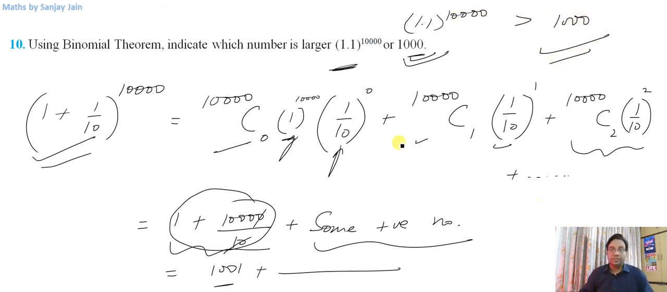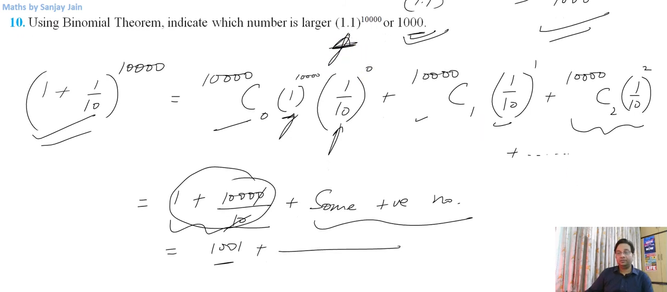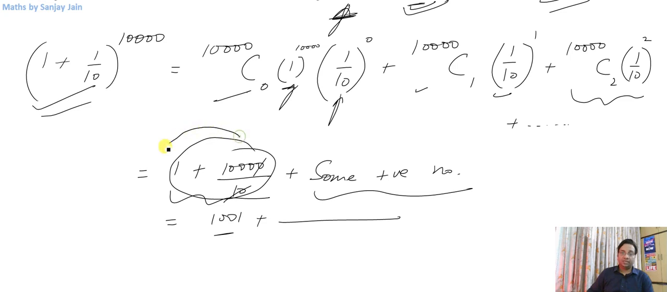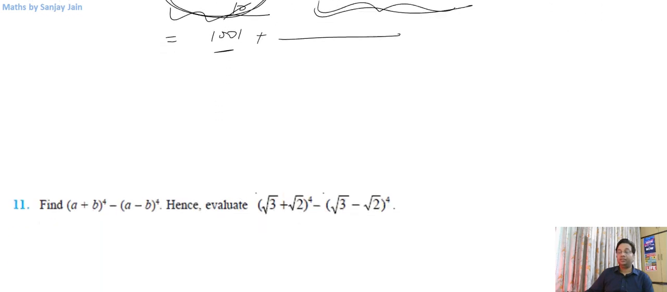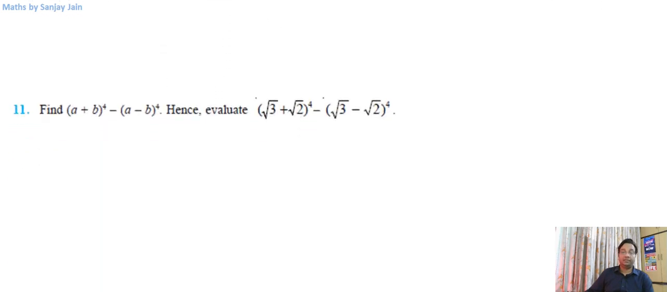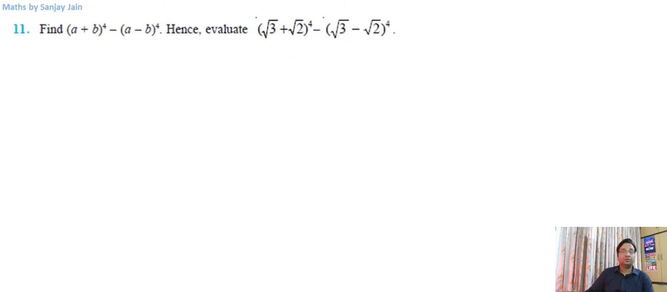So what we did is, by binomial expansion, we expanded this till 3 terms. First 2 terms are equal to 1001. Third term we just expanded to show that it is some positive term, and the rest of the terms will also be positive terms. So even if you expand it till 2 terms and then you say in your language that the rest of the terms are positive, then it is okay.